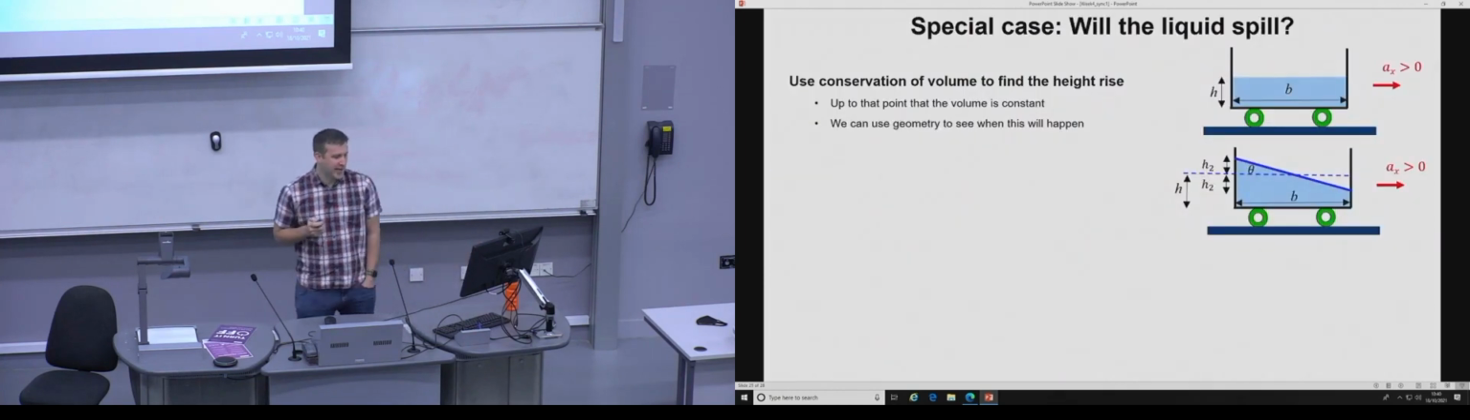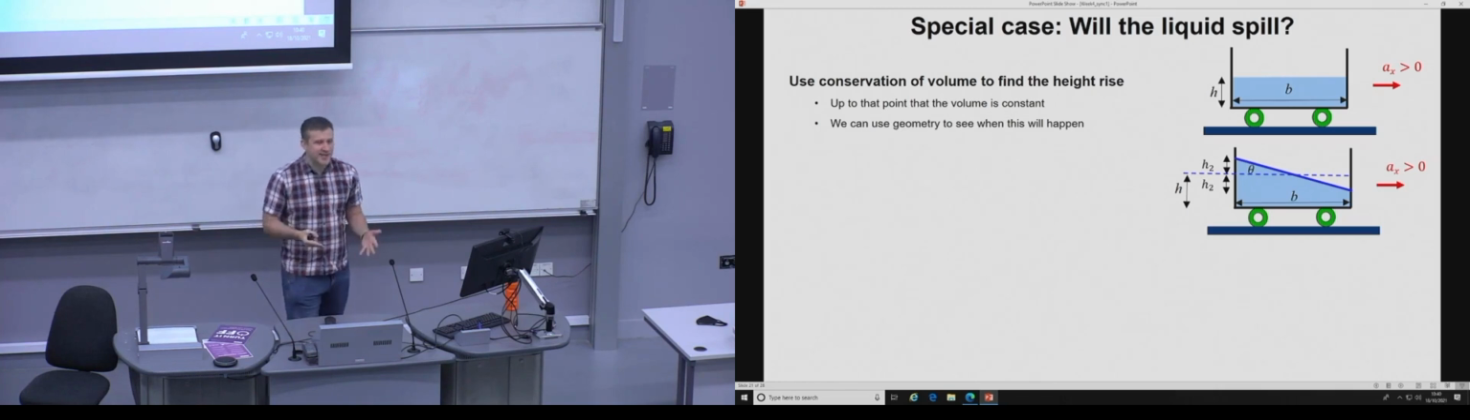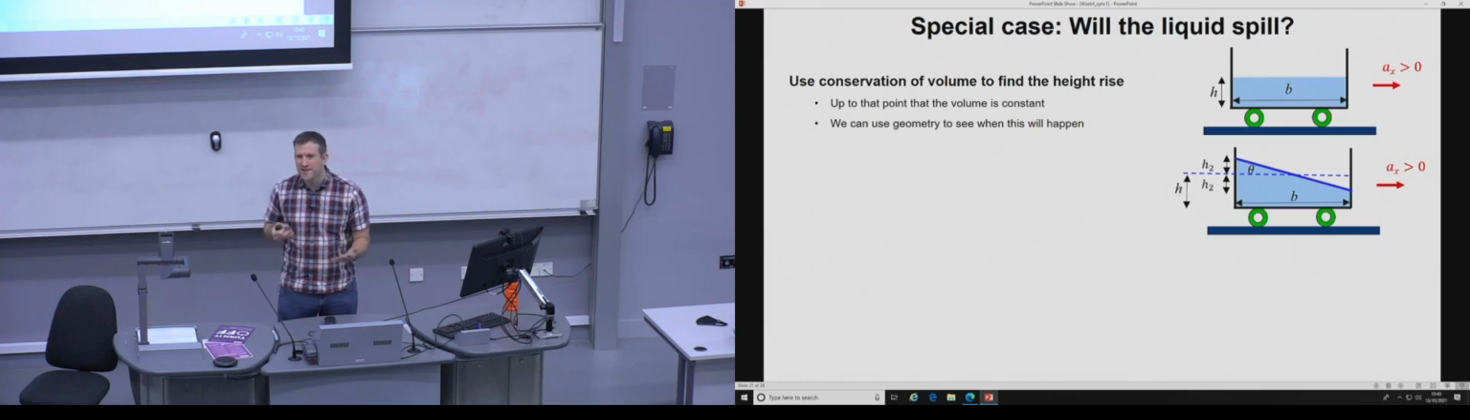Okay, so a couple of special cases to consider. When we look at the case where a tank is being sloshed, unless there's been a spill, we have to consider conservation of volume. If there's a spill, if we lose some of the volume, it gets harder. Unless we know how much of the volume of the tank has been lost, it's going to be hard for us to solve the problem.